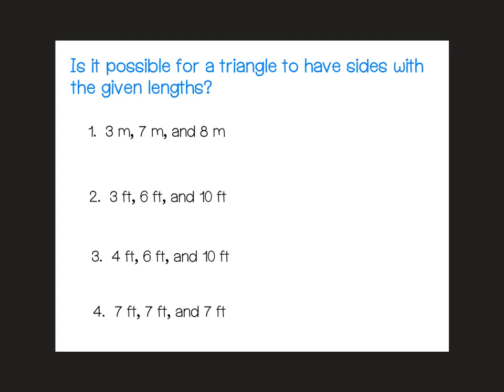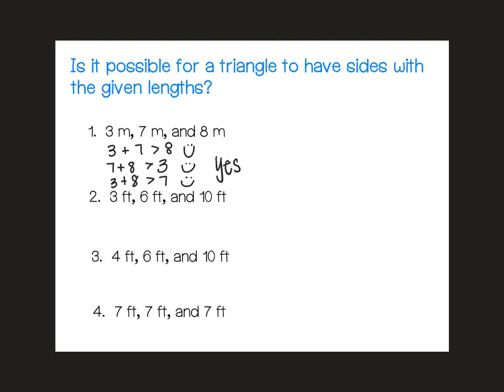So I'm going to add the first two together, and it needs to be greater than 8. So 3 plus 7 is greater than 8. That's true, so that's good. And then I need to test all the combinations. So 7 plus 8 has to be greater than 3. That's true, so that's good. And then the last combination would be 3 plus 8 has to be greater than 7. And that's true, so yes, this could be a triangle.